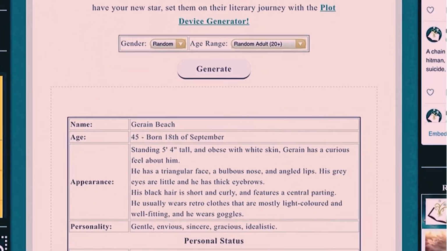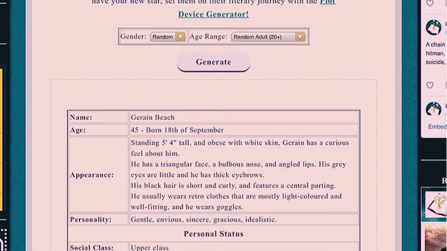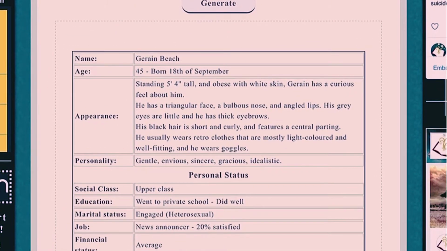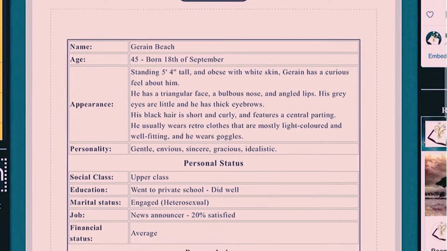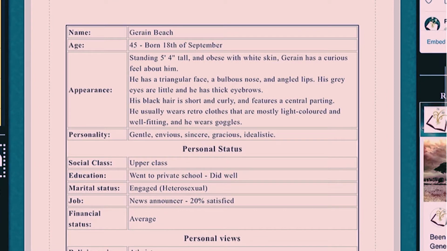I've opened up this quick character generator and I've generated a random adult. We have a Mr. Jermaine Beach. He's a 45-year-old man, born on the 18th of September. Stands 5 foot tall, so pretty average height. He's obese with white skin.